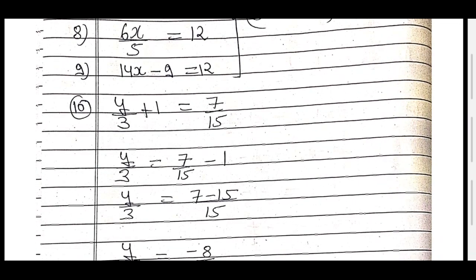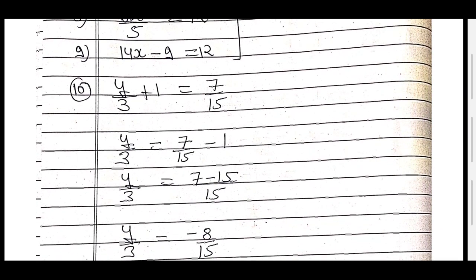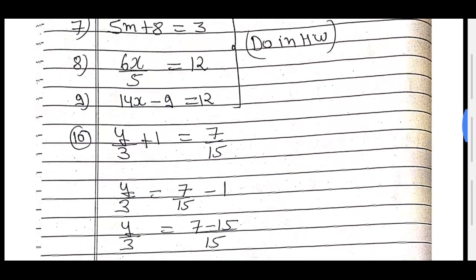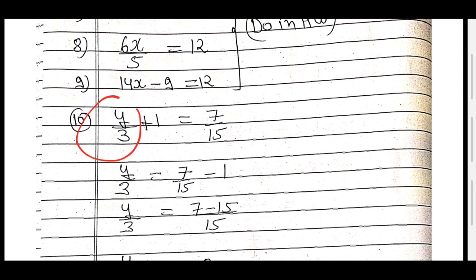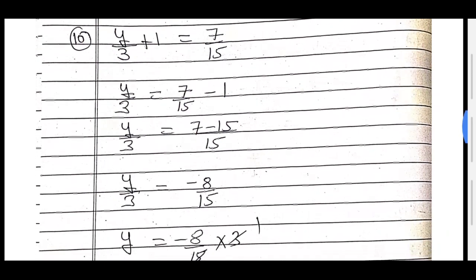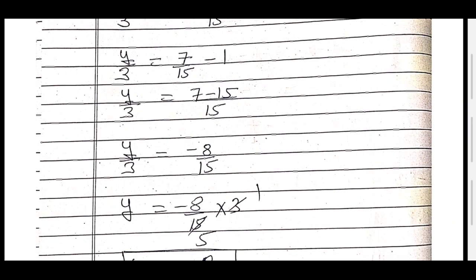Now come on question number 10. Y upon 3 plus 1 is equal to 7 by 15. So what do you do? First you make it alone, that is y upon 3. So this 1 move to this side, here plus here become minus. Now should apply shortcut method, write 1 here, cross multiply, 1 7s are 7, 15 1s are 15. What you get? Y upon 3 is equal to 7 minus 15 upon 15.